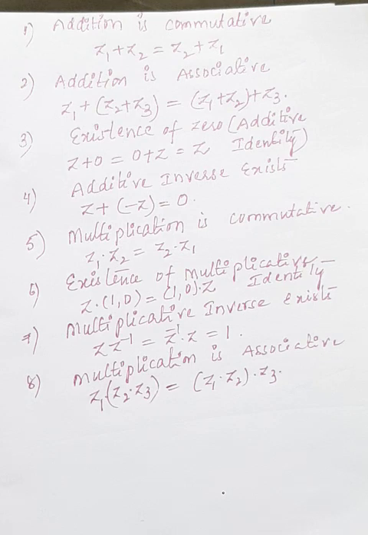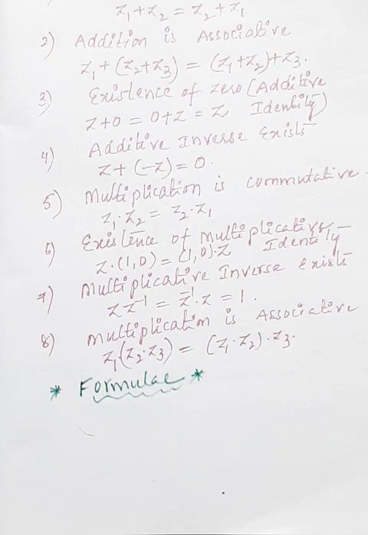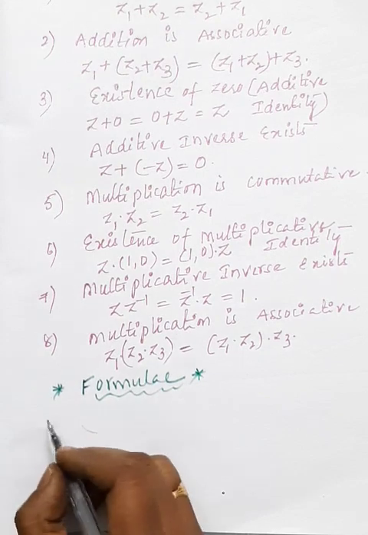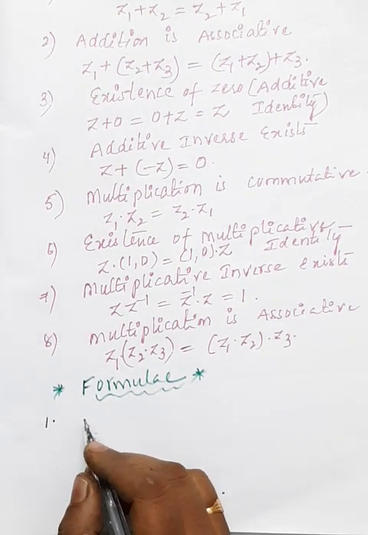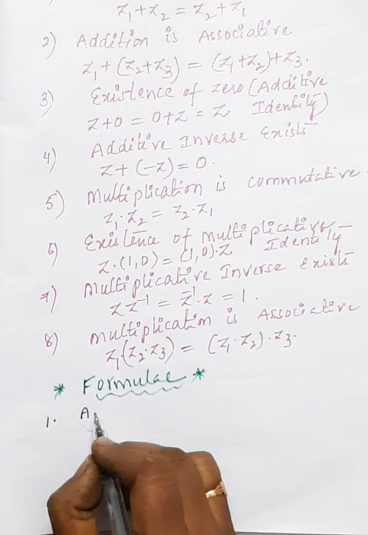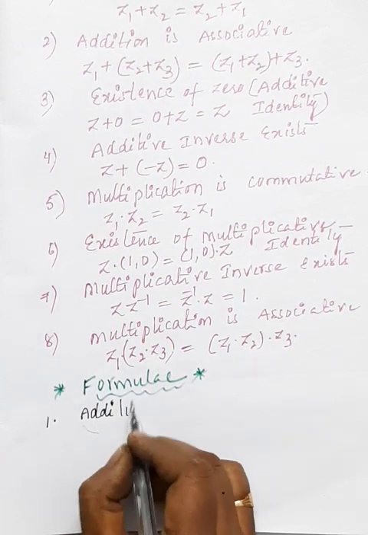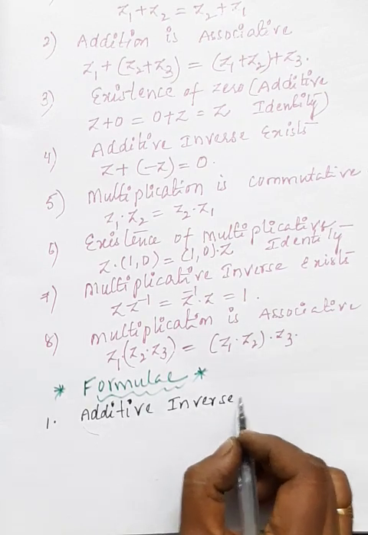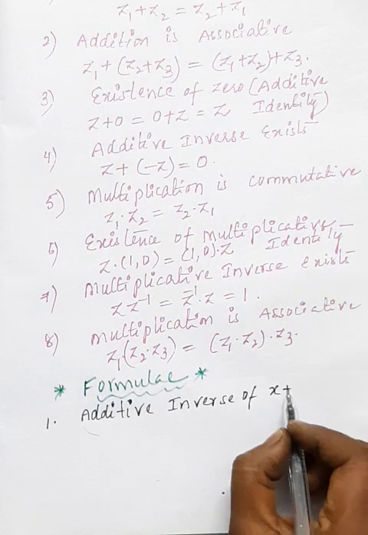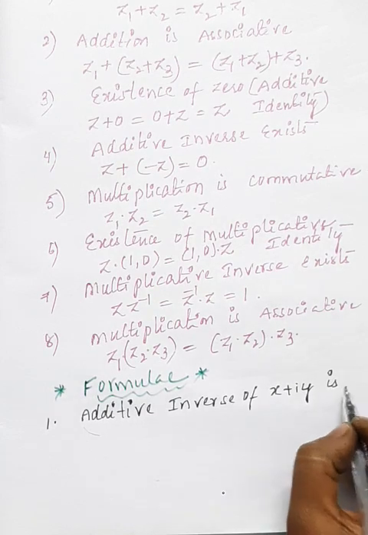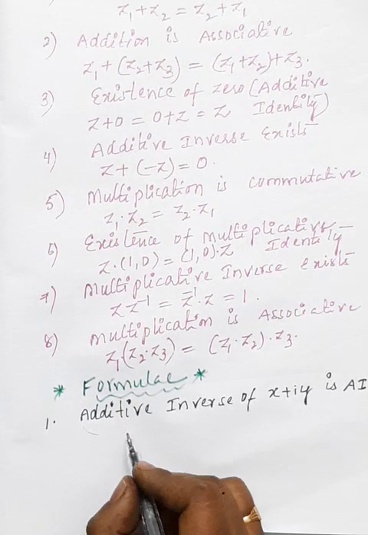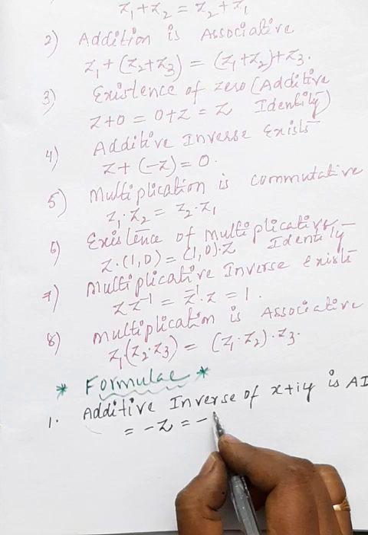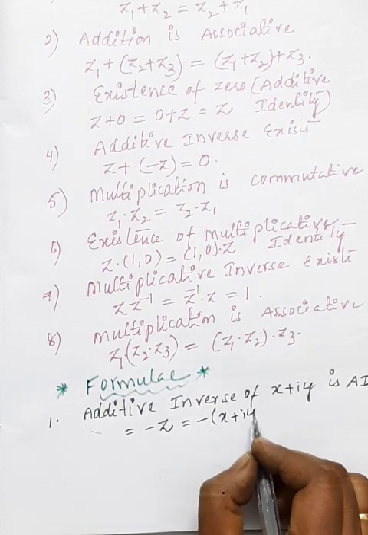Now let us see some formulae. Our first formula is the additive inverse of x plus iy, which is denoted by ai and is equal to minus z. So minus of x plus iy.